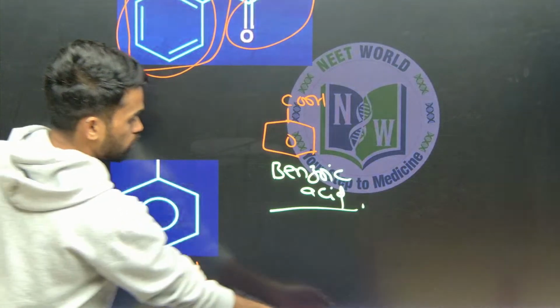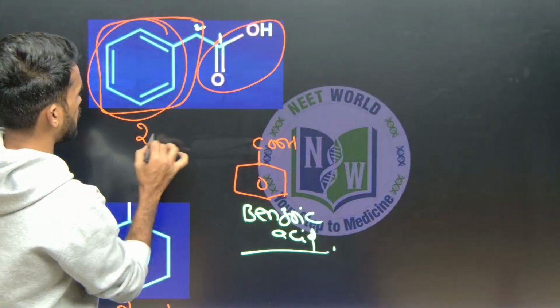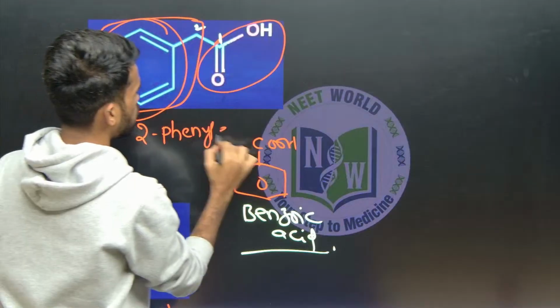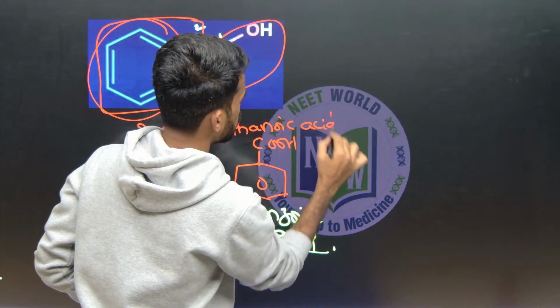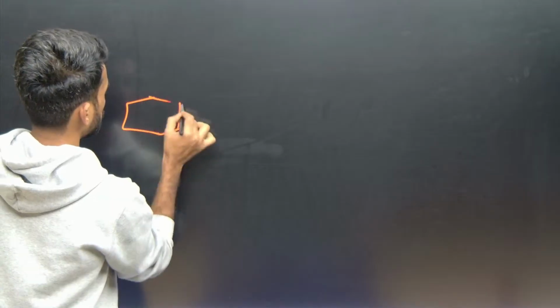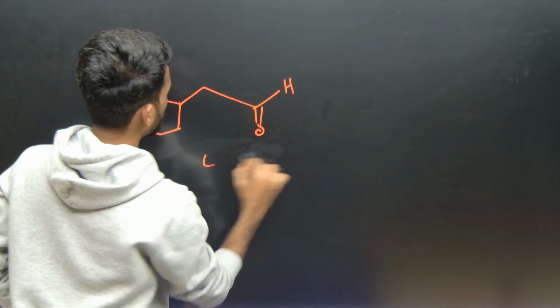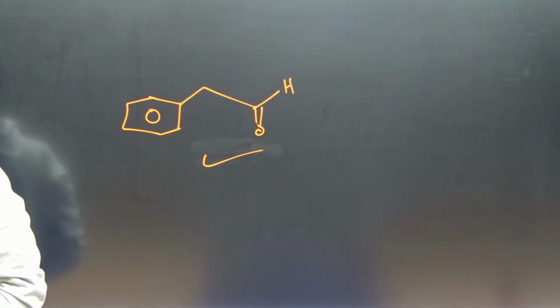Now what is the position of phenyl? 1, 2. So you can simply write 2 phenyl, 1, 2, ethanoic acid, that's it. This is the IUPAC name of the given compound. Can you write what will be the IUPAC name of this compound based on the previous discussion? What will be the IUPAC name of this compound? Please mention in the chat box if you got the concept.